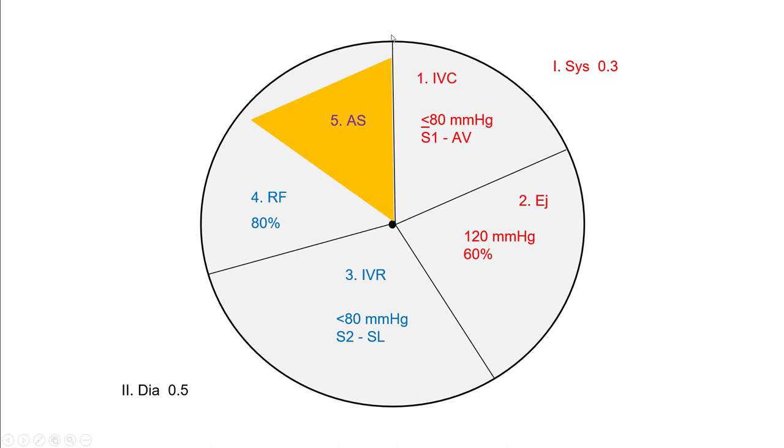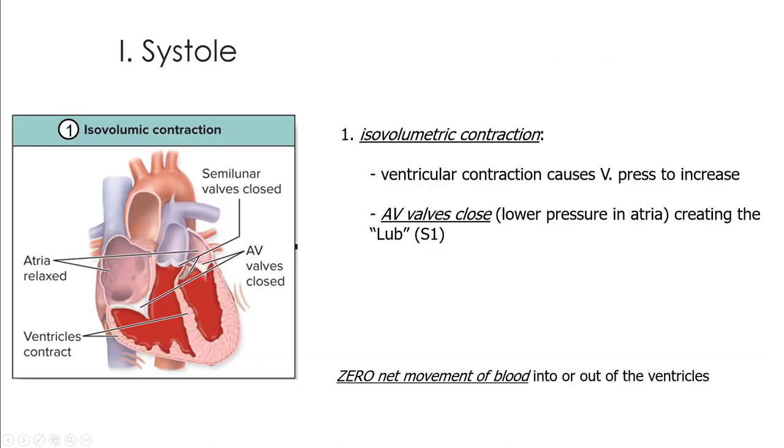The first stage or first subset of systole is going to be isovolumetric contraction. Now, isovolumetric, along with the word contraction, kind of doesn't make sense, because contraction basically means you're having a smaller space. And if you're having a smaller space, how can you have the same volume? Isovolumetric meaning same volume. Well, in this case, we're referring to the amount of blood that's in each one of the ventricles. So this is the very beginning of our ventricular contraction.